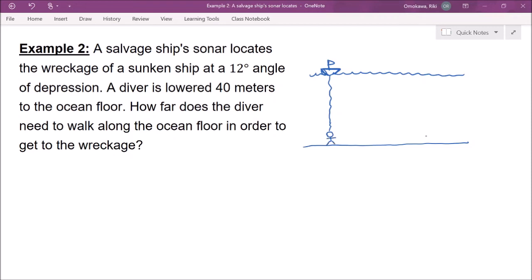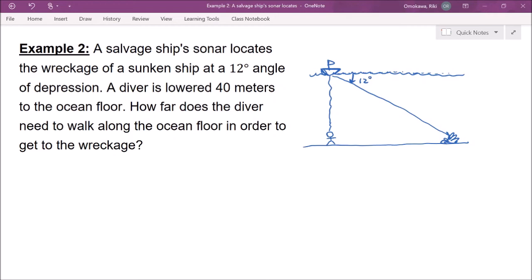And then there's a wreckage of a sunken ship on the ocean floor. So let's say around here. That is quite a wreckage, wow. And then the angle of depression from the ship to the wreckage is 12 degrees. So the horizontal, let's say it's looking out this way, and then it's looking down like this at the wreckage. So this right here is 12 degrees.